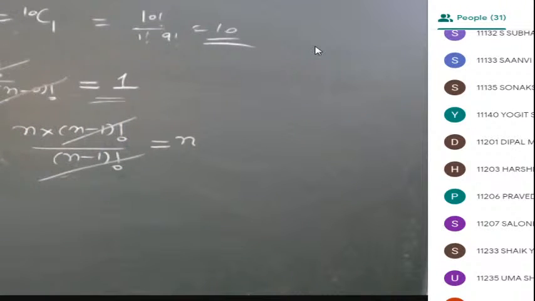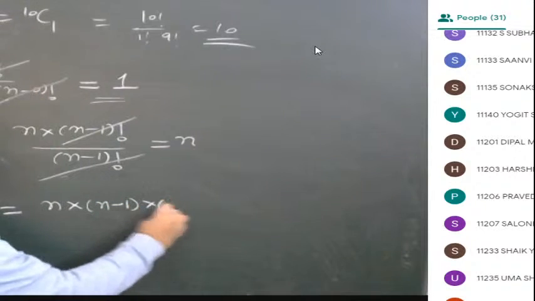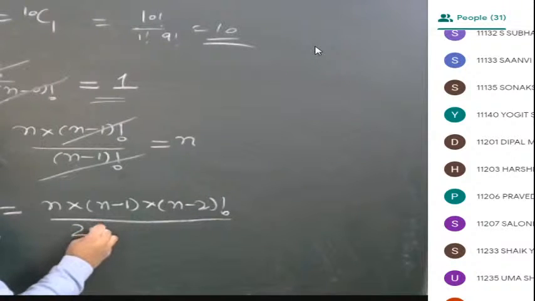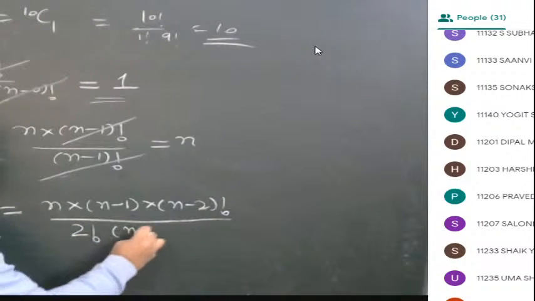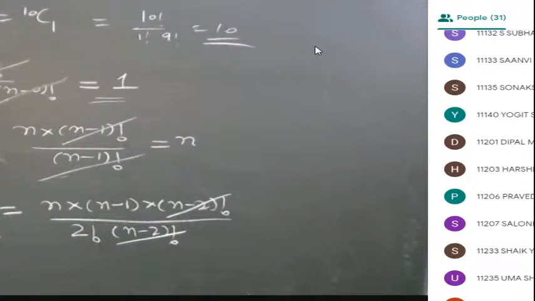Let us calculate NC2. NC2 will be n factorial divided by 2 factorial into n minus 2 whole factorial. Then let us simplify. N factorial I will expand, and I can write it as n into n minus 1 into n minus 2 whole factorial, divided by 2 factorial into n minus 2 whole factorial. N minus 2 factorial gets cancelled, and here we get the formula for NC2. NC2 is equal to n into n minus 1 whole upon 2 factorial. This also keep in mind.